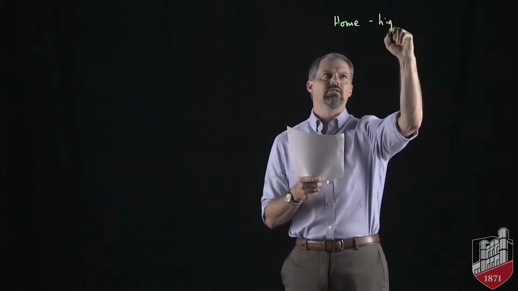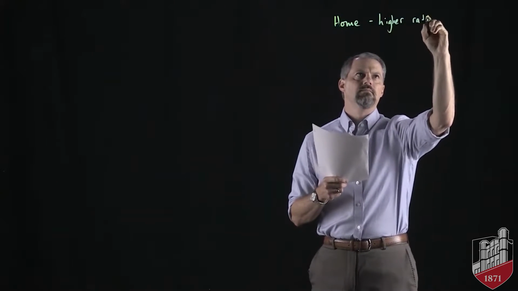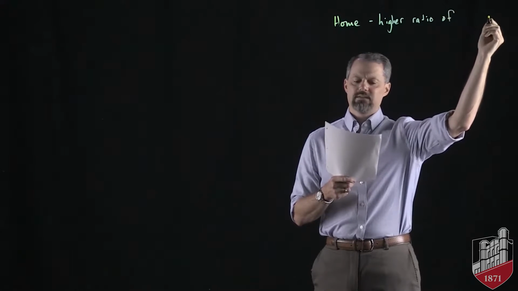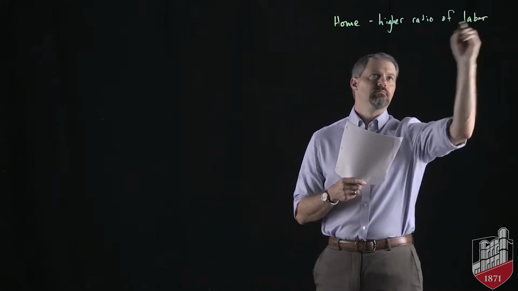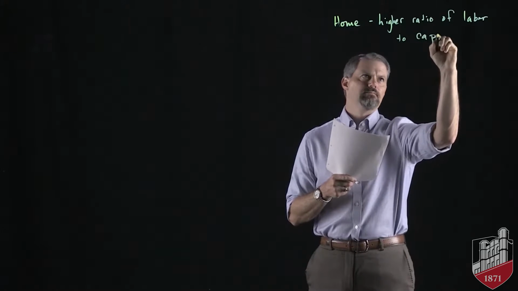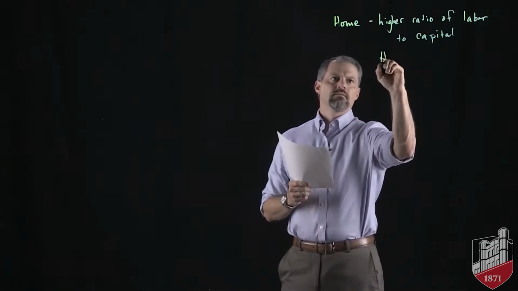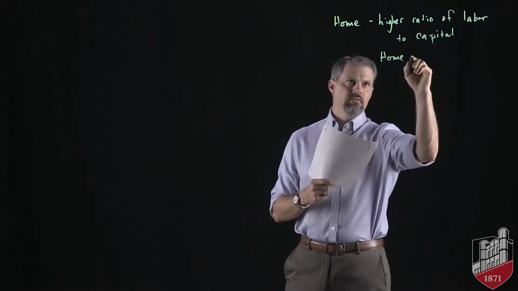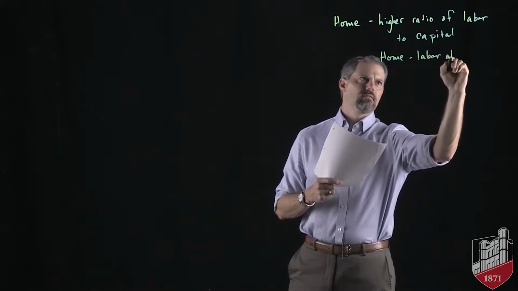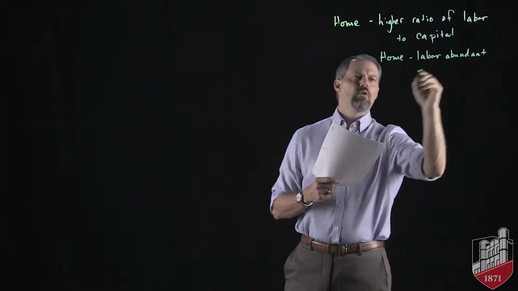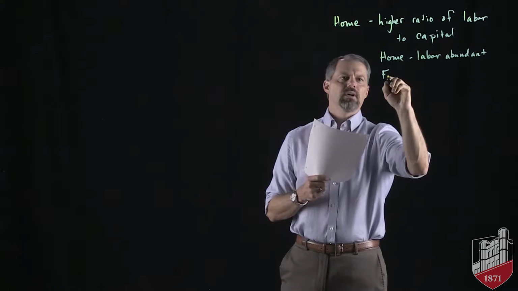So we're going to assume that home has a higher ratio of labor to capital than foreign. So we would say that home is labor abundant compared to foreign, and foreign is going to be capital abundant.